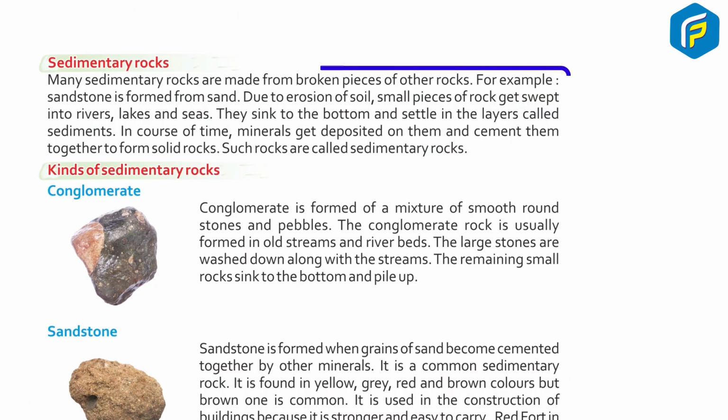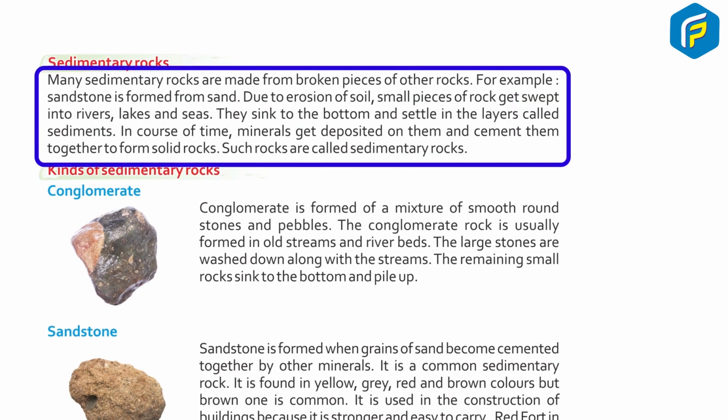Sedimentary rock. Many sedimentary rocks are made from broken pieces of other rocks. For example, sandstone is formed from sand. Due to erosion of soil, small pieces of rock get swept into rivers, lakes, and seas. They sink to the bottom and settle in layers called sediments. In course of time, minerals get deposited on them and cement them together to form solid rocks. Such rocks are called sedimentary rocks.